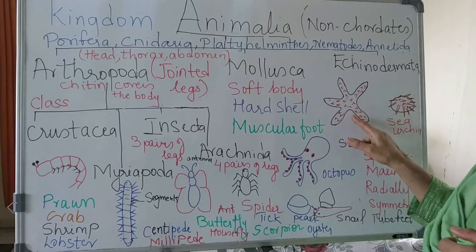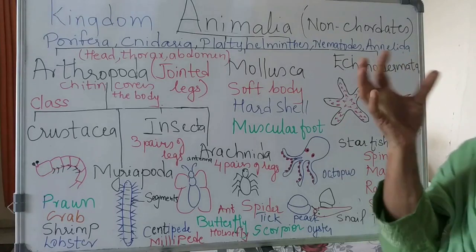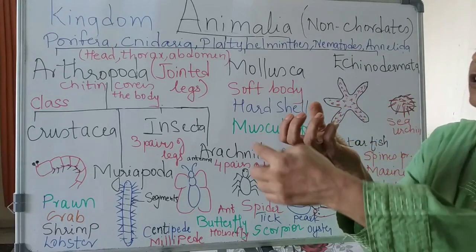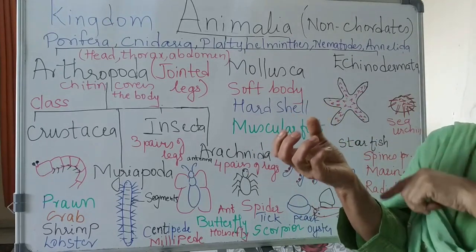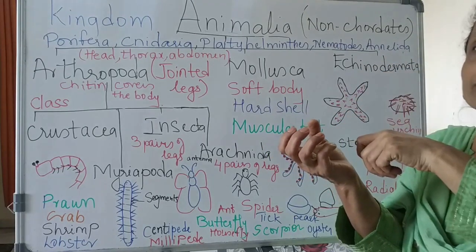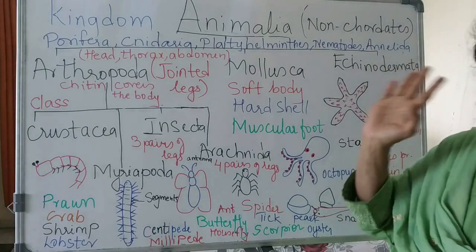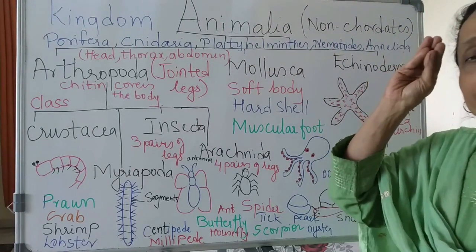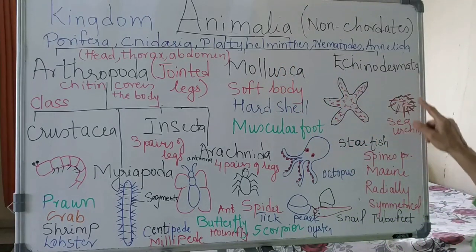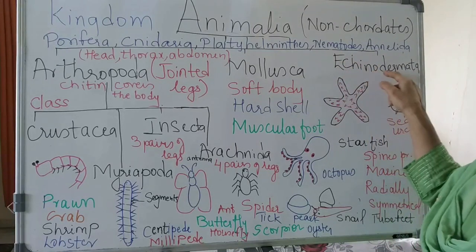So here they have tube feet. The other example here is the sea urchin. The sea urchin looks like an ashtray and it has spines throughout the body. Again, it has tube feet which help to maintain the balance of water inside the animal. They are found in the sea. These animals, Echinodermata, are found only in the sea. So starfish is the classic example, and the sea urchin is another example of Echinodermata.